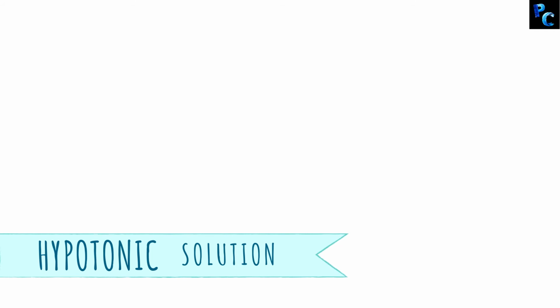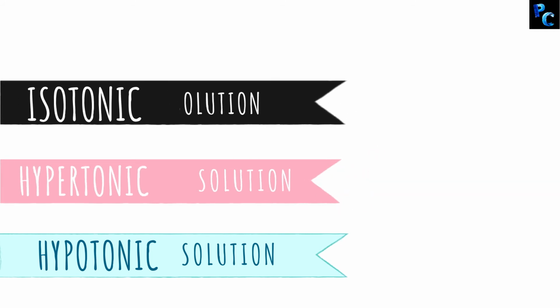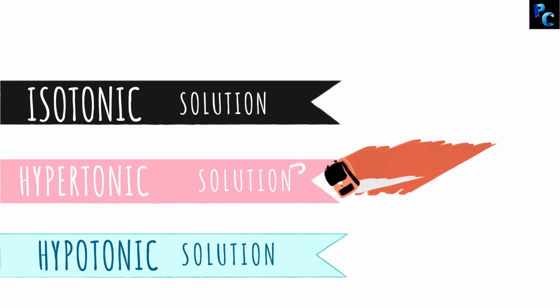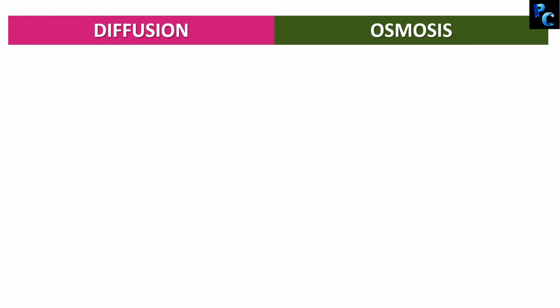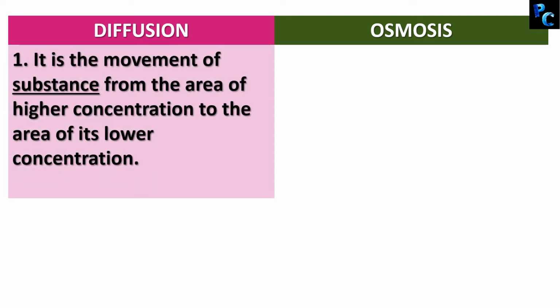So students, is it clear what is meant by hypotonic, hypertonic and isotonic solution? Can you tell me when exosmosis occurs and when endosmosis occurs? So now you can also tell me the difference between diffusion and osmosis. Let's see the difference between diffusion and osmosis.